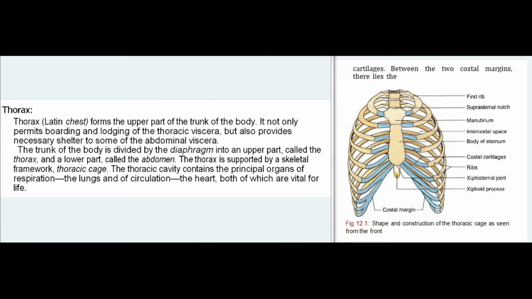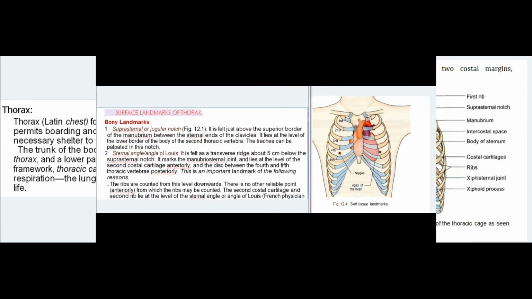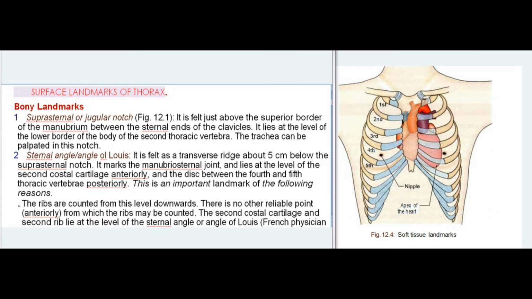The thorax is supported by a skeletal framework, the thoracic cage. The thoracic cavity contains the principal organs of respiration, the lungs, and of circulation, the heart, both of which are vital for life. Surface landmarks of thorax.